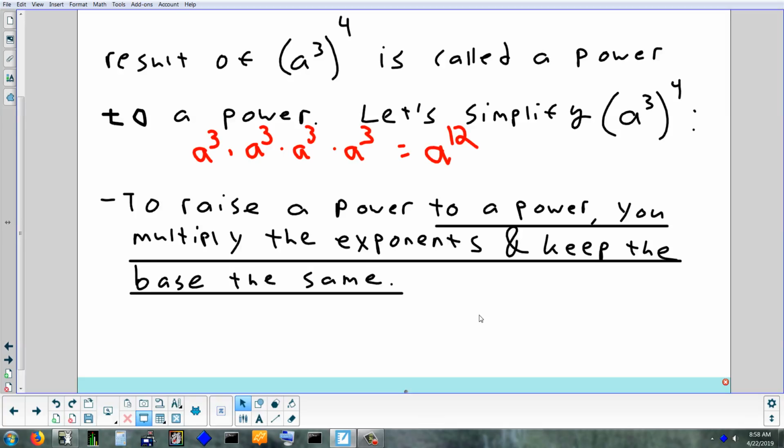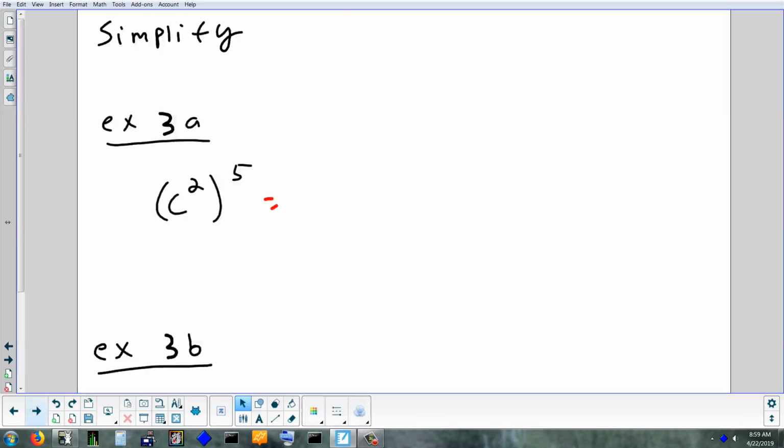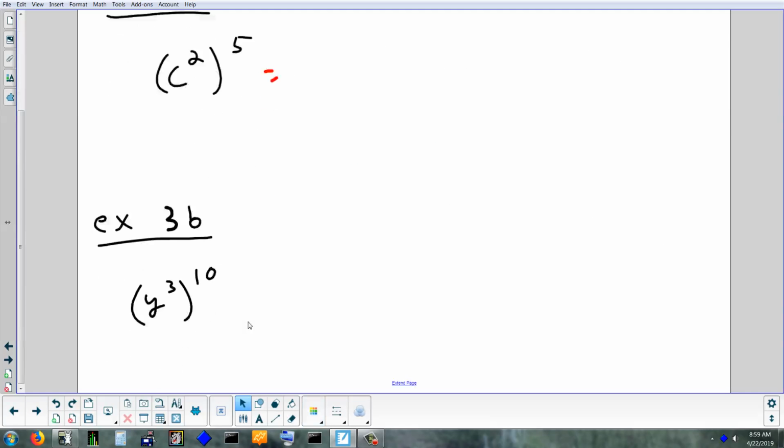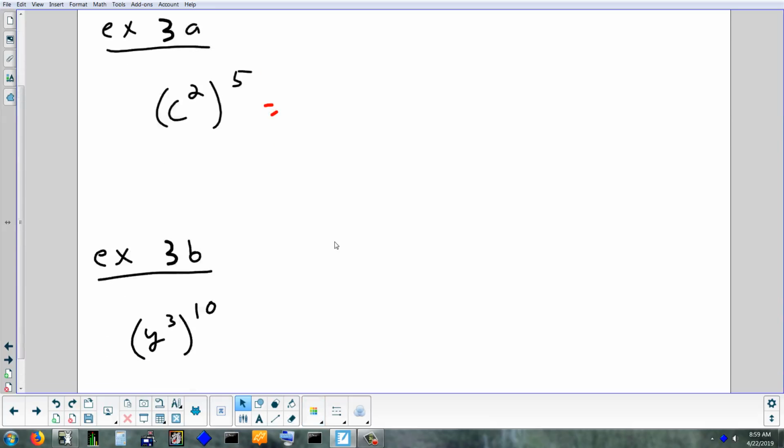Alright, so power to a power, again, keep the base, multiply the numbers. I think of it almost like the backwards distributive property. I have the 4, I'm multiplying it times the 3. Keep the base. Everybody's good with this? So this one, I got c to the 2nd raised to the 5th power. C to the 10. That's all it is. C to the 10th. Again, 2 times 5 is 10.